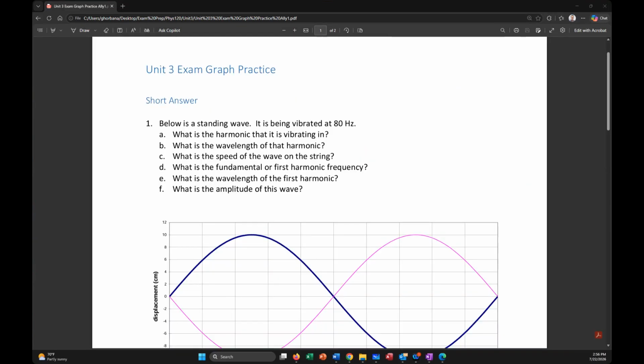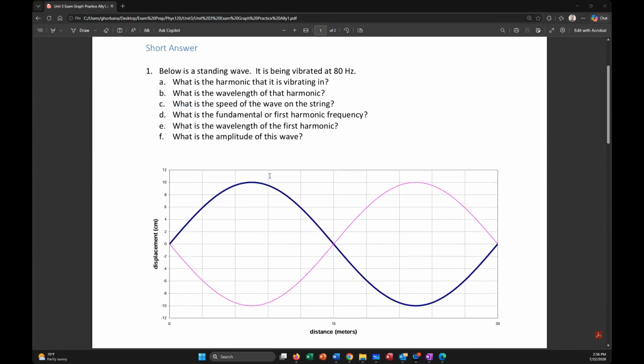Okay, this is the second part, the second practice review. So it's the graph problems. The first question is an example of the standing wave. And I would like to explain the standing wave first, and then come back to this problem, because we need to know what a standing wave is. When I explain the standing wave, we can come back and then solve this problem.